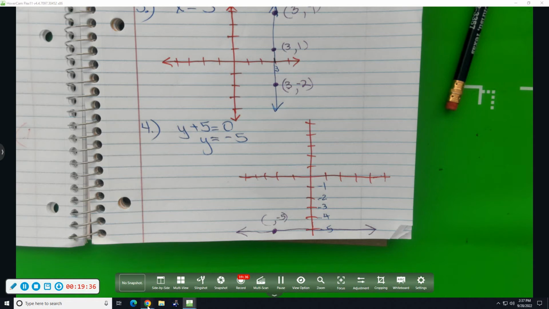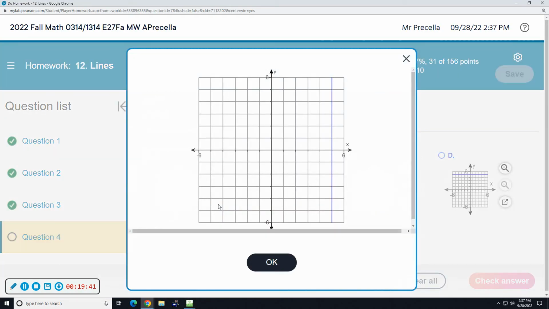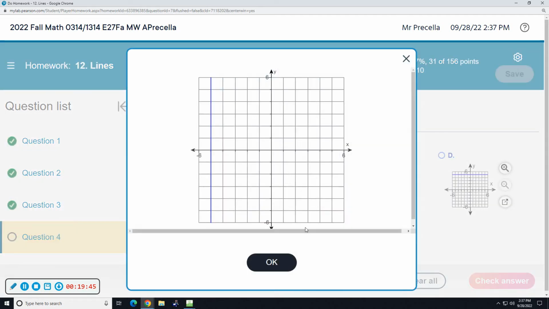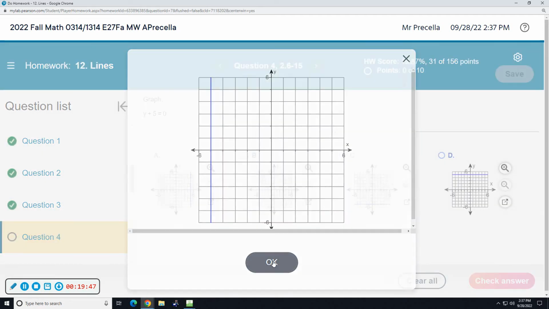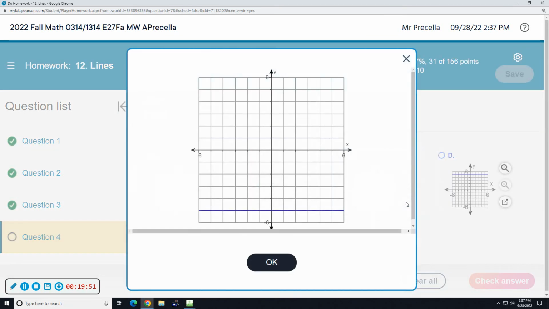Well, let's see. I'm thinking it's not A for a change. It's not B. Is it C? Yeah, I think it is.